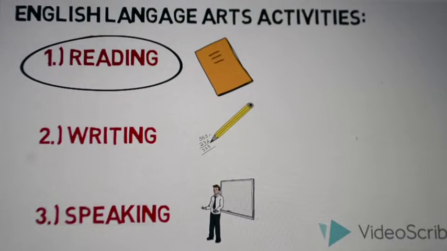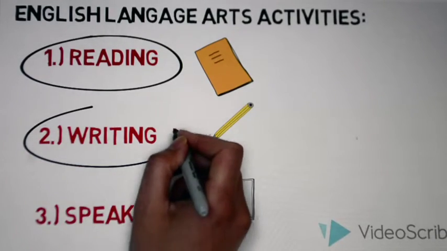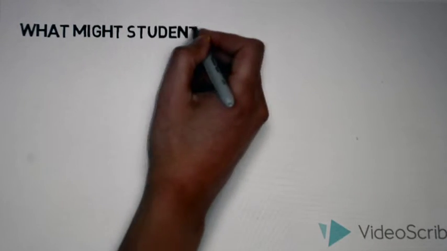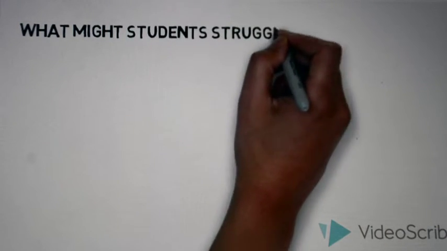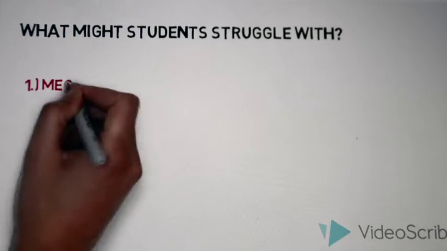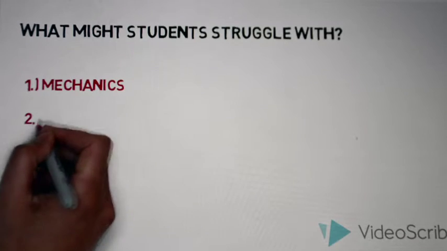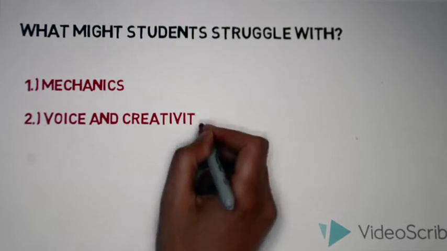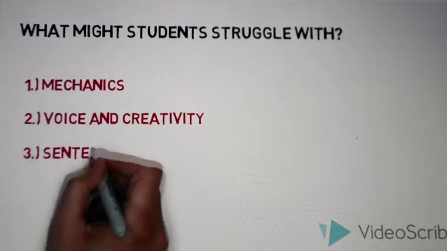Now moving on, we're going to be looking at the area of writing. So what are some things that students might struggle with when it comes to writing in the English language arts classroom? There are a lot of things that you could talk about, but for this presentation I'm going to look specifically at the areas of mechanics, voice and creativity, and sentence and paragraph organization.